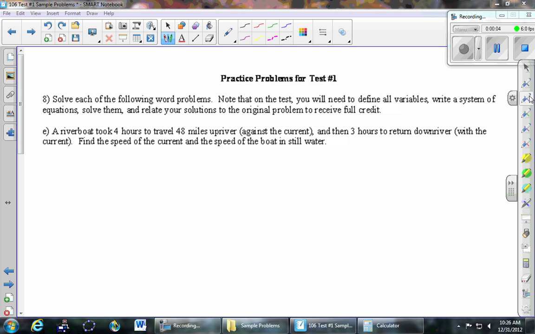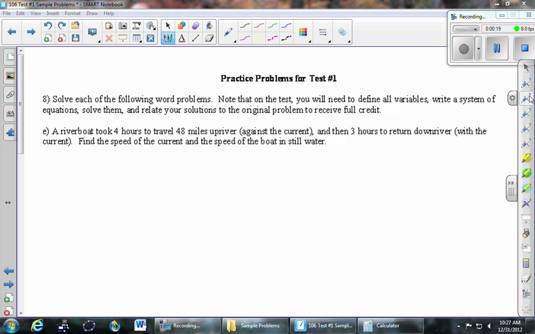This is problem 8E on the practice problems for test number 1. A riverboat took 4 hours to travel 48 miles upriver against the current, and then 3 hours to return downriver with the current. Find the speed of the current and the speed of the boat in still water.